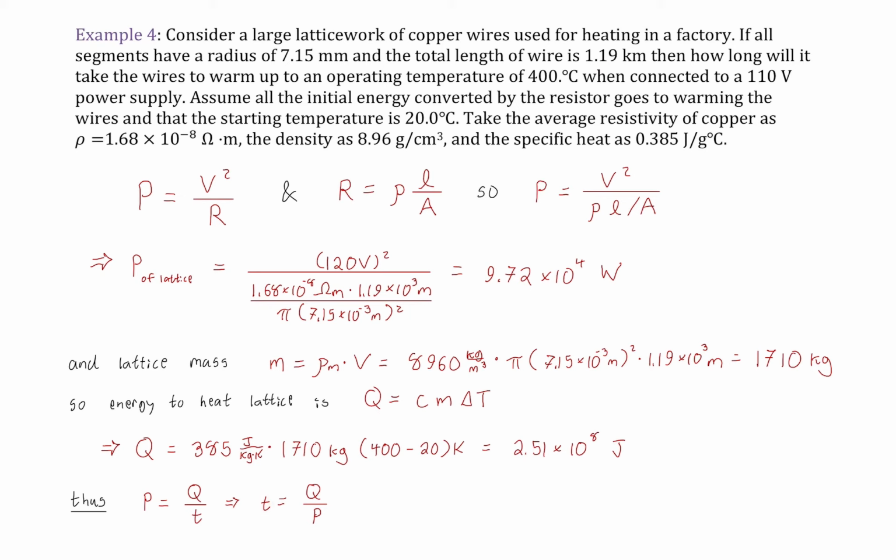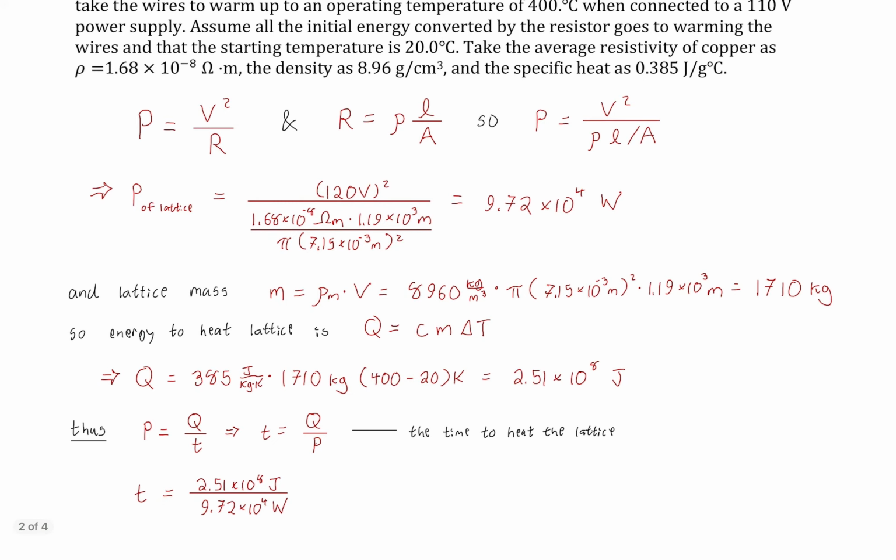Now I can put everything together. This is the time to heat the lattice. So T is going to be the total amount of heat necessary to heat the lattice divided by the amount of energy per second that actually flows into the lattice due to its resistive properties. And we get 2,580 seconds, which is 43 minutes.